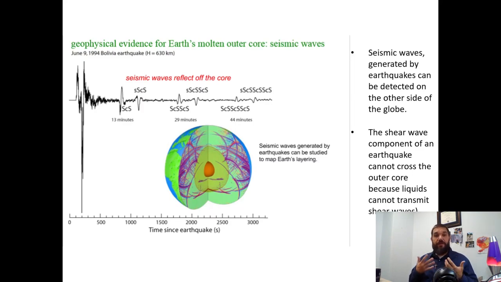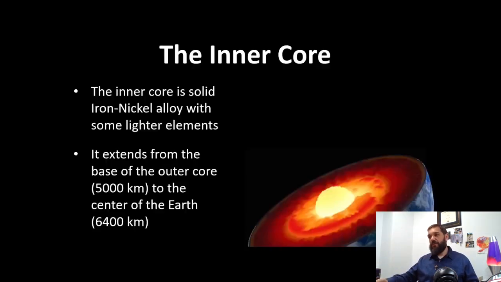And we can also figure out that the outer core is there, and we know its depth, and we also know that it's a liquid because certain kinds of seismic waves can propagate through liquids and certain kinds cannot. The ones that cannot propagate through a liquid, called S waves, do not go through the outer core. So that's how we know it is a liquid, and we know that the inner core is a solid.